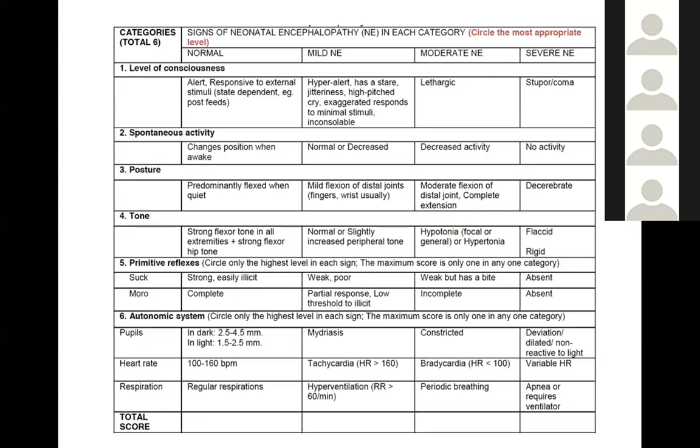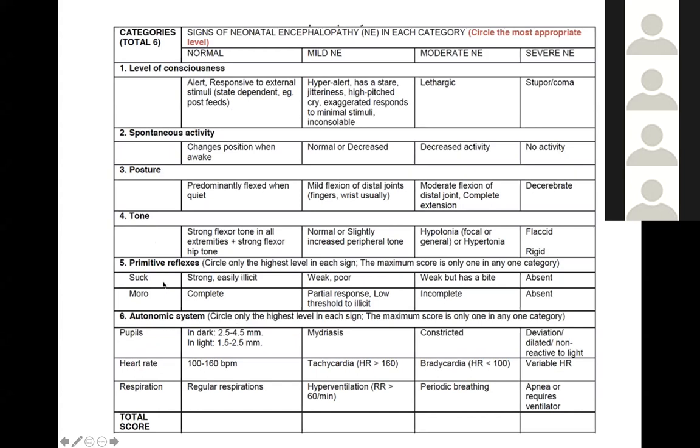Now, these are the six categories that we look at in the NICHD examination. The first one is the level of consciousness, then spontaneous activity, posture, tone, reflexes, and autonomic system. Under the first four, you've got only one category. But under the last two, primitive reflexes and autonomic system, you've got two categories.